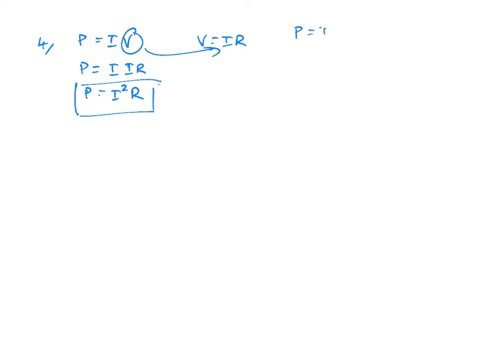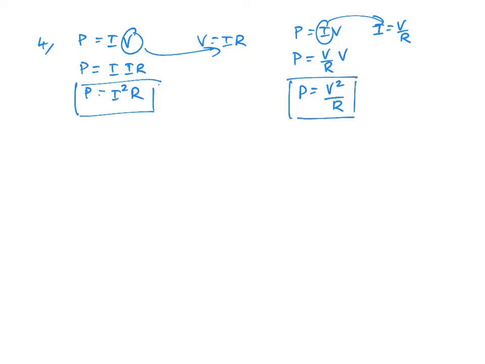I do something similar here for the third form. P equals IV, but this time instead of replacing V, I'm going to take Ohm's law rearranged as I equals V over R. So I'm going to replace this I by what's over there. So it'll become P equals V over R times V, but it still had a V there. And that simplified, if you gather together the V terms, is V squared over R. So these are the two formulas that we can add to the P equals IV as well.